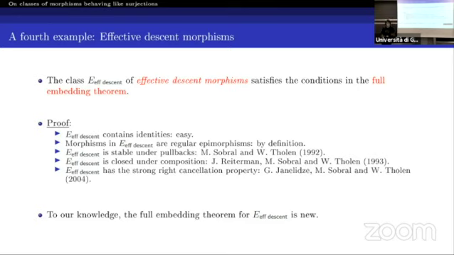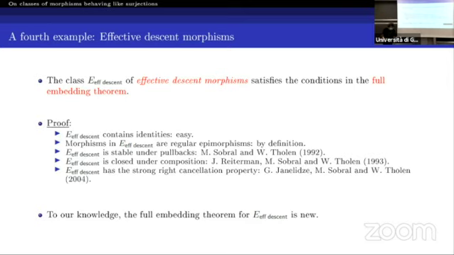But the fact that it's stable under pullbacks is due to Manuela Sobral and Walter Tholen in 1992. The fact that it's closed under composition is due to Rutherford, Sobral, and Tholen in 1993. And the fact that it has a strong right cancellation property is due to Janelidze, Sobral, and Tholen in 2004. And I've never seen the full embedding theorem corresponding to that class before. So that's all for the general examples.